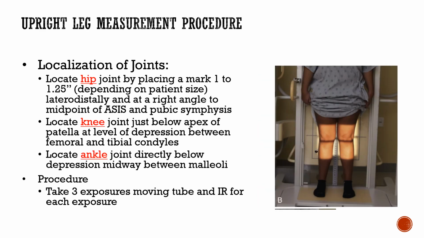For localization of the joints, we're going to localize the hip joint by placing a mark 1 to 1.25 inches lateral-distally at a right angle to the midpoint of the ASIS and the pubic symphysis. For the knee joint, we're going to localize that by palpating just below the apex of the patella at a depression between the femoral and the tibial condyles. And we're going to locate the ankle joint midway between the malleoli. We're going to take 3 separate exposures, moving the X-ray tube and the image receptor for each exposure.